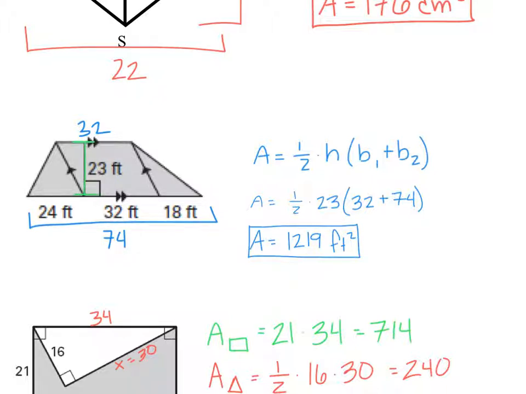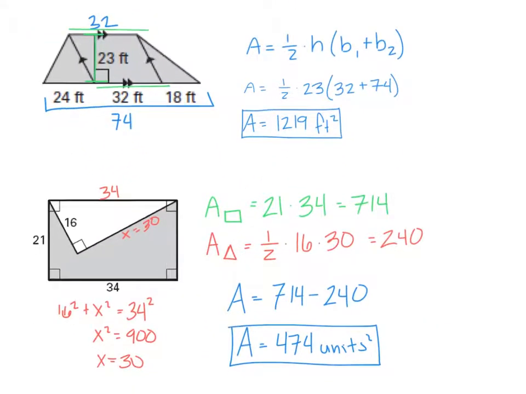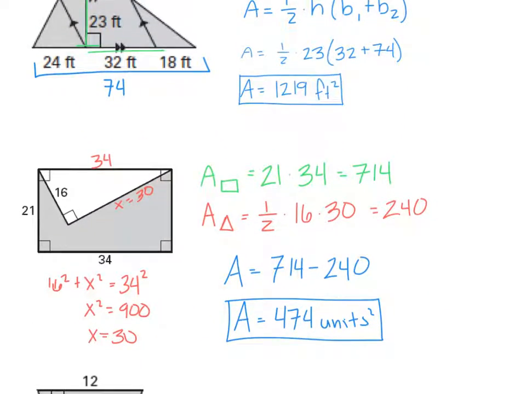So that's 23, and my 2 bases, since the middle is a parallelogram, I know my sides are going to be, opposite sides are congruent. So that's how I knew that was 32, and then I just added everything up at the bottom. And then I plugged it in my calculator and I got 1,219.